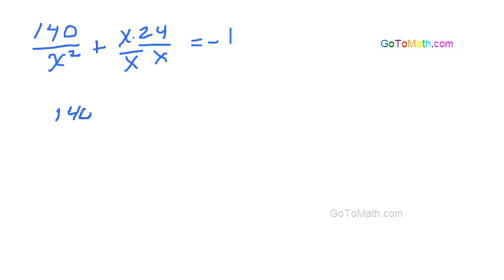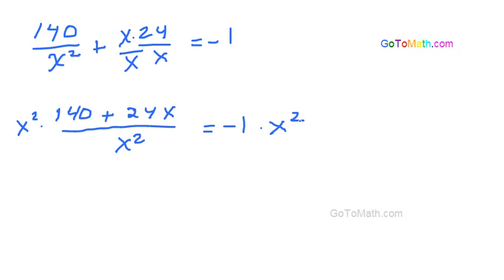So we're going to have 140 plus 24x over x squared. See, we'll get a common denominator here, and then we can just add both these fractions together. Is equal to negative 1. Now what I can do is multiply both sides by x squared, and that'll get rid of that.